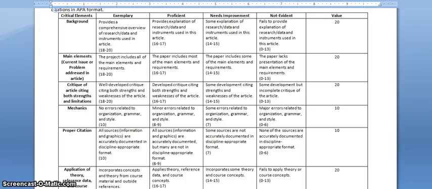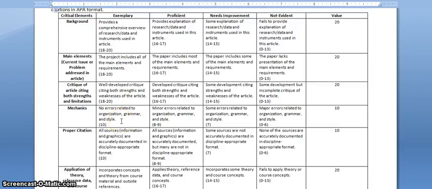But going over just the main components of this rubric, that you provide a comprehensive overview of the research, data, and instruments that were used in the article. You include all the main elements, and those are all those questions that I just went over. That it's well developed, and it cites both strengths and weaknesses of the article. And remember, one of those last questions was, what is your opinion? So, again, try not to use I, me, my, but I want you to cite what the strengths of the article were, what the weaknesses of the article were.